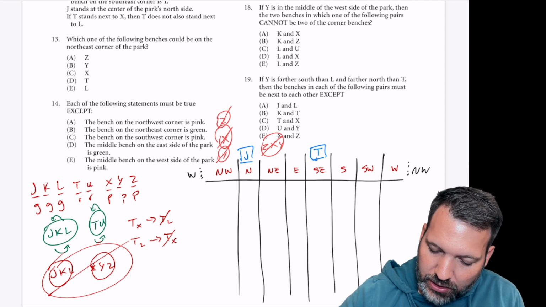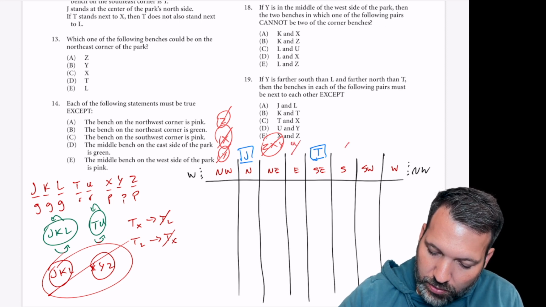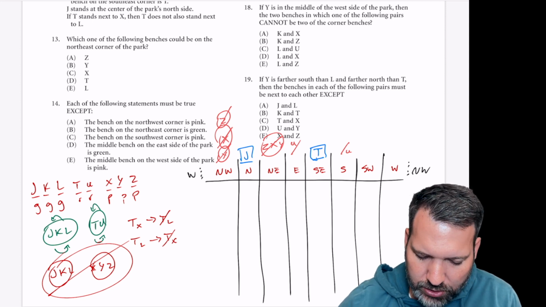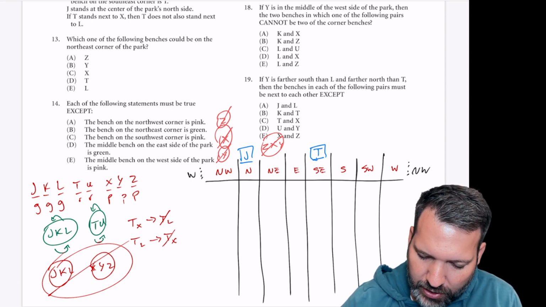T has to be next to U, so either this will be U or this will be next to U. Wait, actually, is that true? No, again, it's just the pink and the green benches that have to be next to each other.